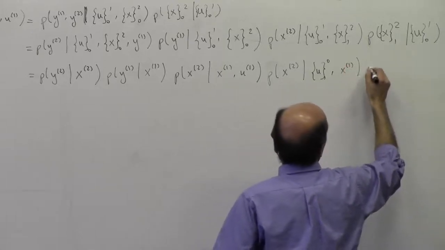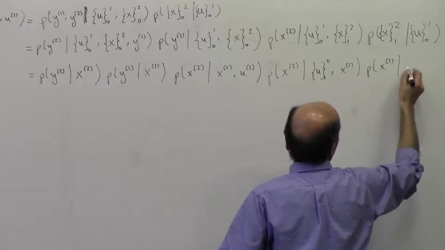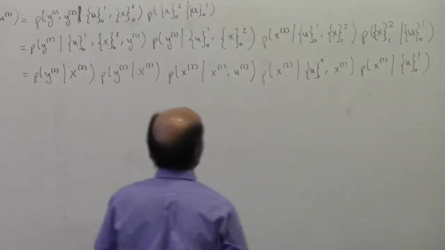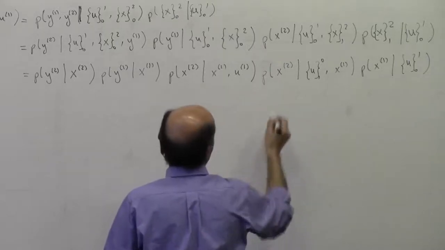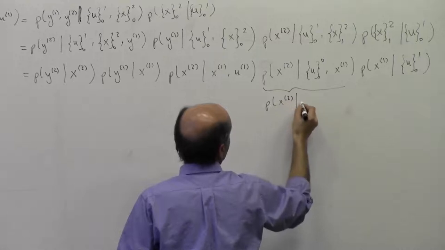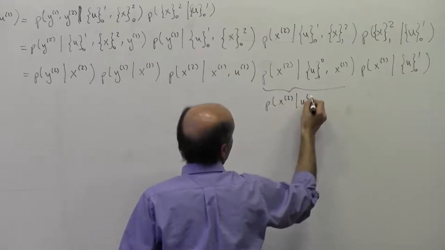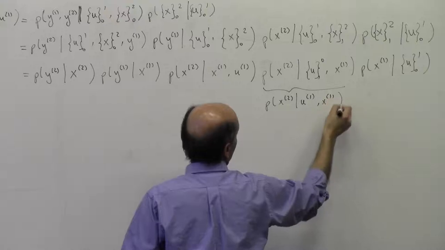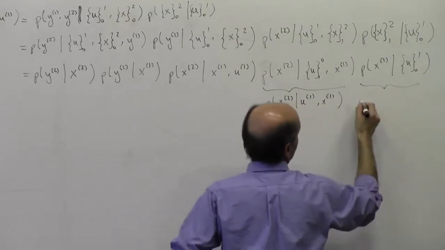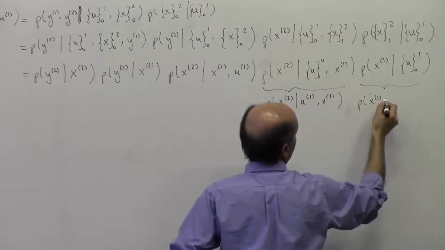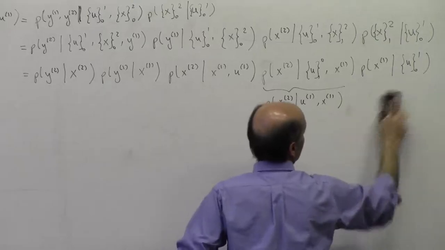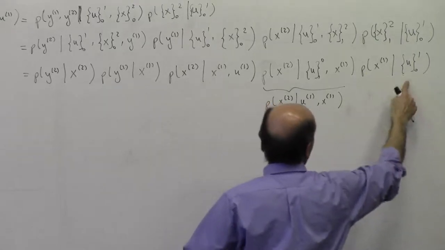Times p of x1 given u0, 1. This term p of x2 given u, and then this stays as it is. This becomes just p of x1. This is just zero. X1 doesn't depend on u.